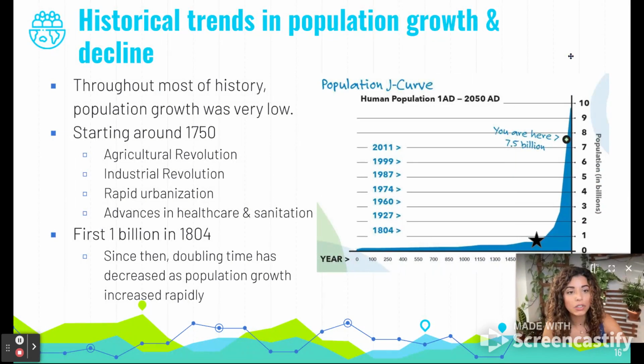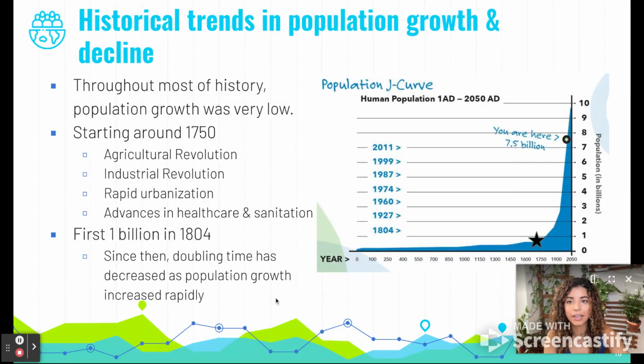So looking at historical trends in population growth and decline. For most of history, population has been really low. If you look at this, very low, generally stable. And then around 1750, we had the agricultural revolution, industrial revolution, rapid urbanization, and far better healthcare and sanitation, all kind of happen at once, and then boom, lots of population growth.